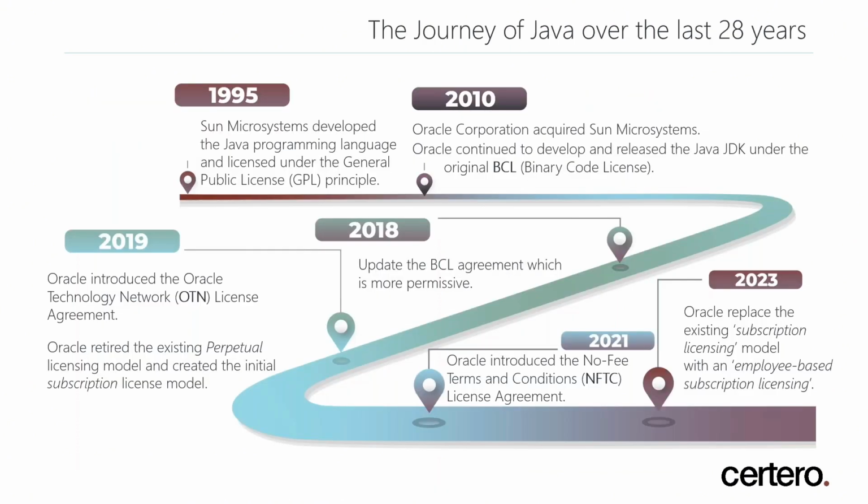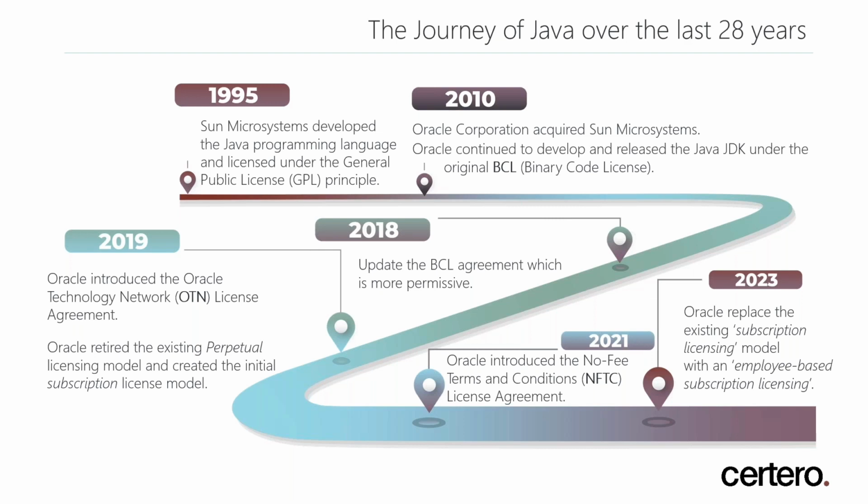Just to show you a journey of Java over the last 28 years, and where is Oracle really taking this? Sun Microsystems developed it in 1999, very quiet. It was all under the General Public License. And I think really Sun, being a hardware company, had this bit of software, didn't know what to do with it, and therefore didn't really want to make any money.